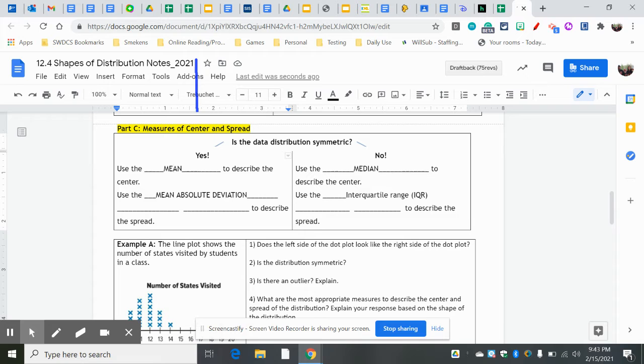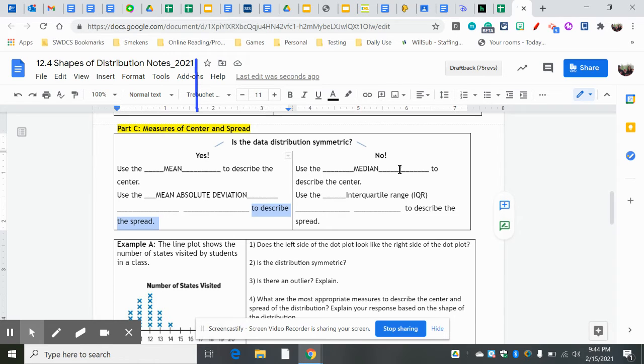So I'm going to ask some questions here. If my data is symmetrical, what do I use to describe the center? Now, if it is symmetrical and I'm going to use the mean, what do I use to describe the spread of my data? Okay, you should have said mean and mean absolute deviation.